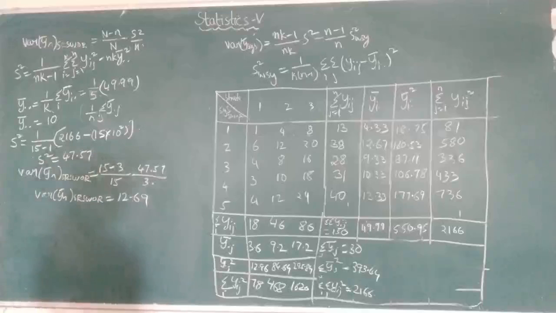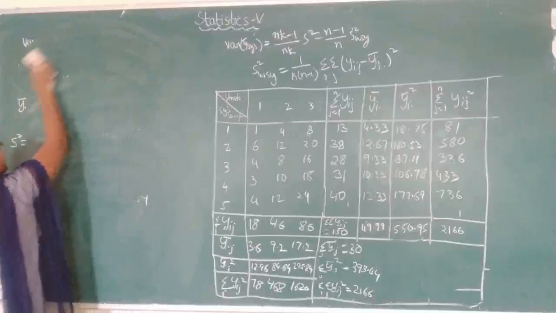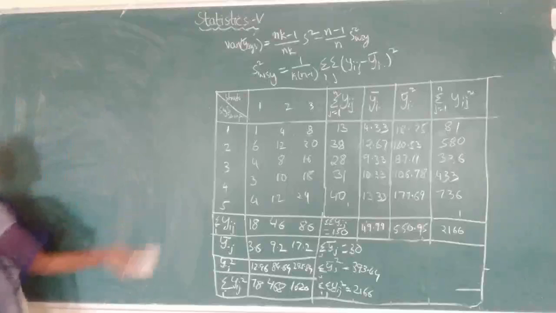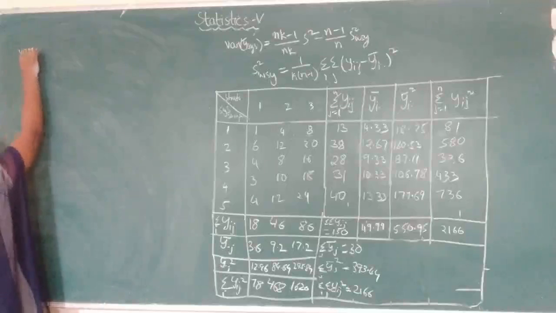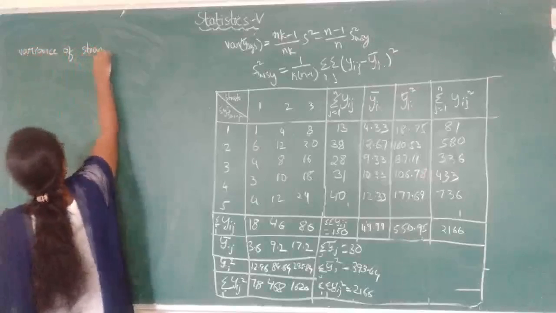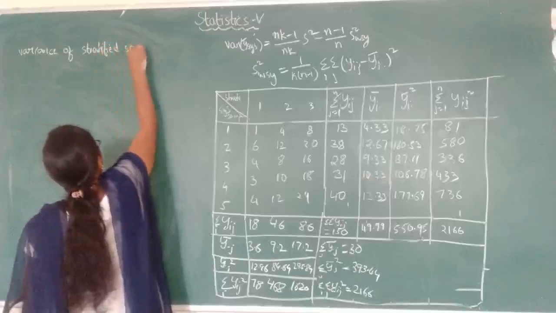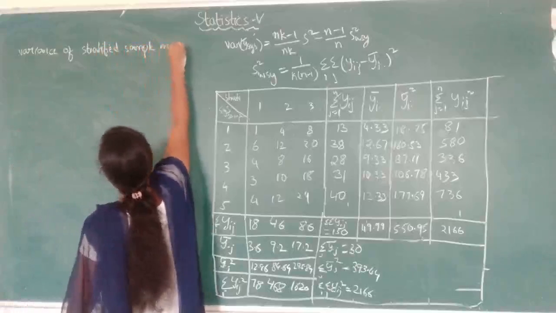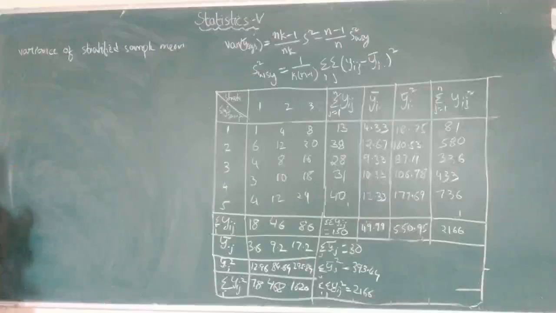Now we will calculate the variance of the next sampling technique, that is stratified random sampling. So I need the data, so I am giving the table as it is. Now variance of the stratified sample mean, that is variance of y bar st.